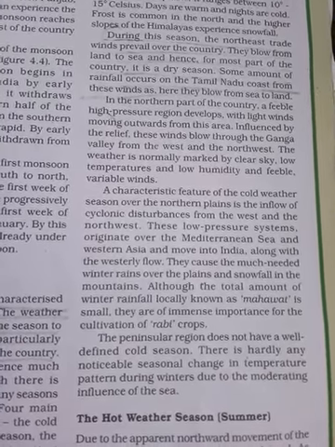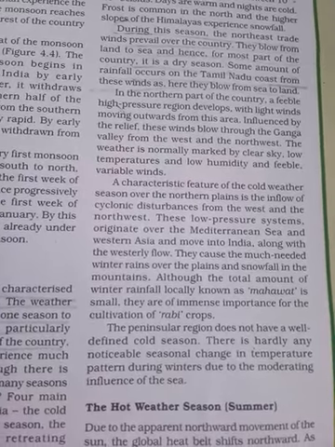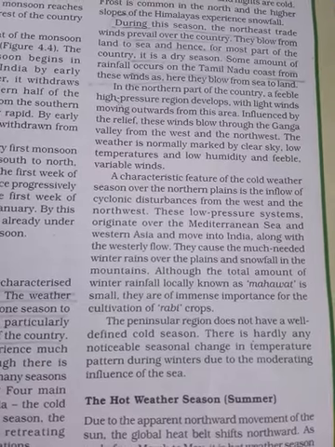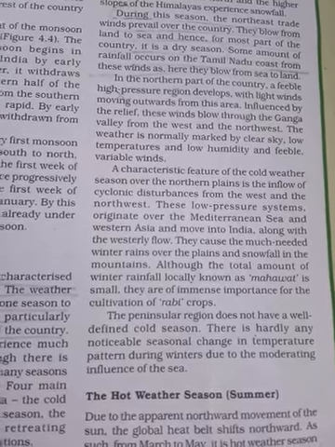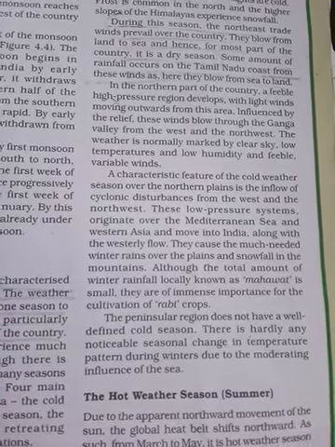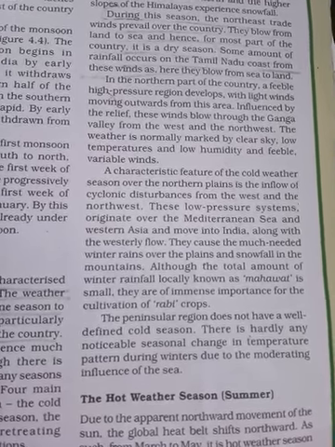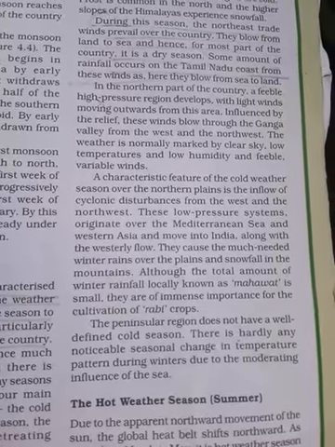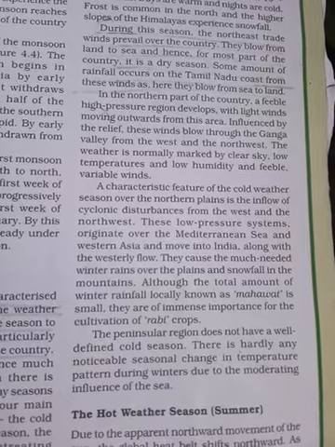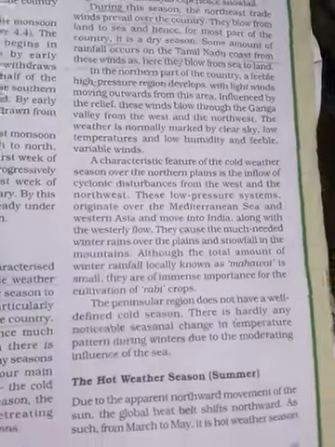That means the wind is flowing with the westerly flow, so they cause the much needed winter rain over the plains. That's why in winter the northern part receives winter rainfall, and snowfall in the mountains. This winter rainfall is known locally as Mahawat, that means western disturbance. This winter rainfall is very helpful for the cultivation of rabi crops.